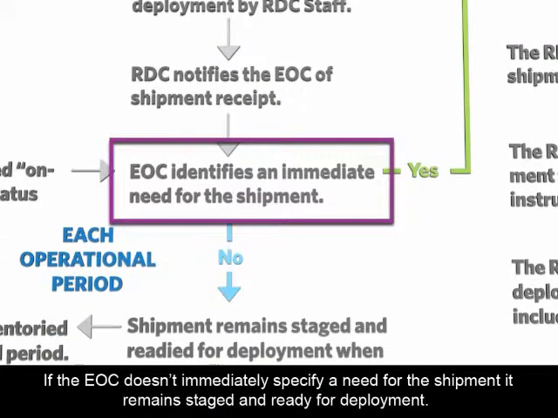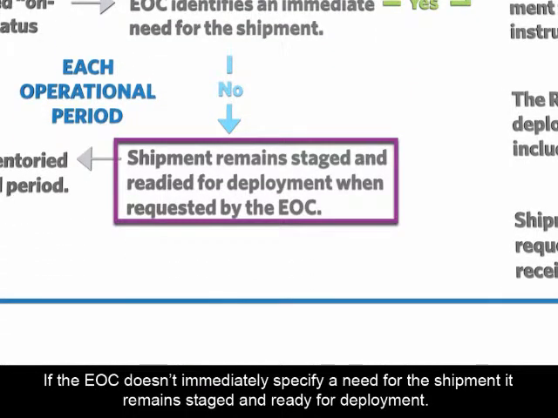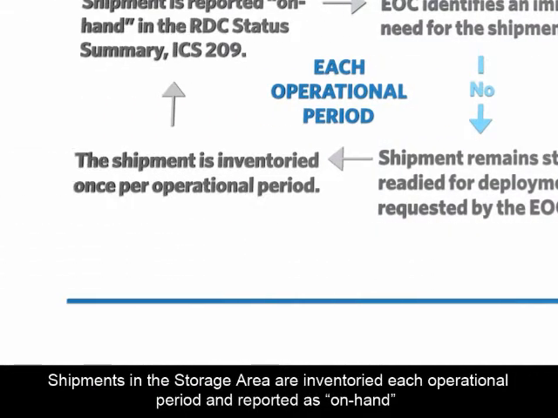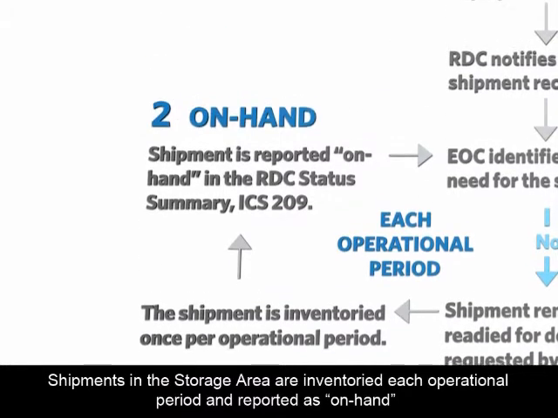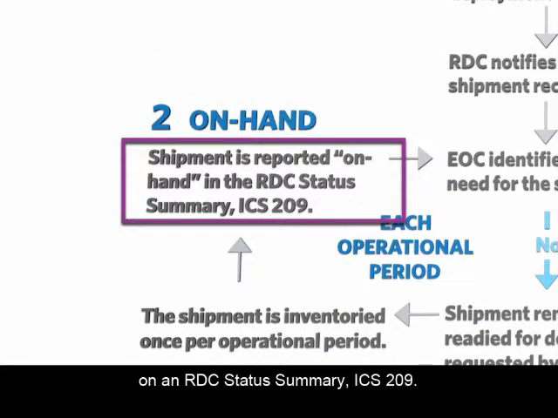If the EOC doesn't immediately specify a need for the shipment, it remains staged and ready for deployment. Shipments in the storage area are inventoried each operational period and reported as on hand on an RDC status summary, ICS 209.